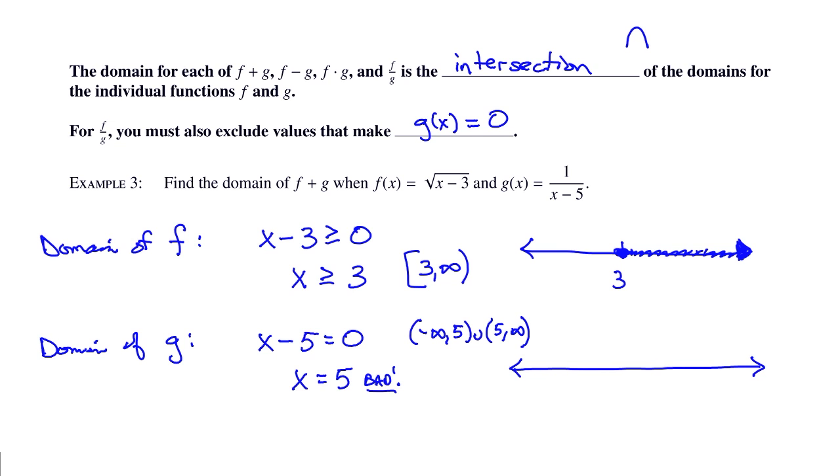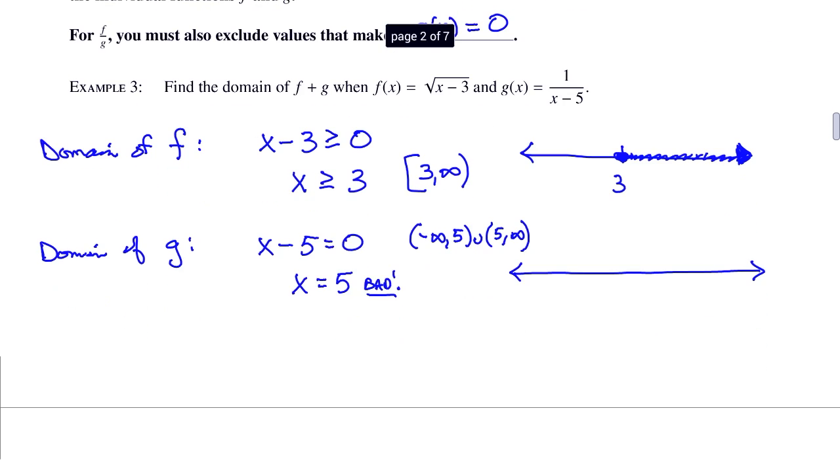If we draw the number line, then here's 5. The only thing we need to do is jump over 5. So I'm going to put an open circle there, and I'm going to shade the rest of the graph.